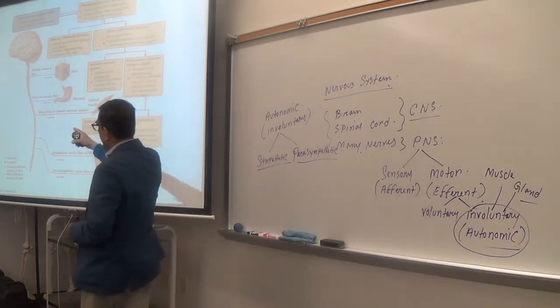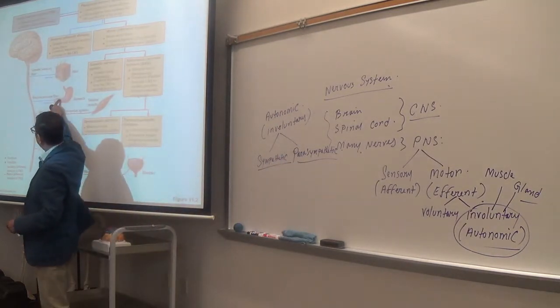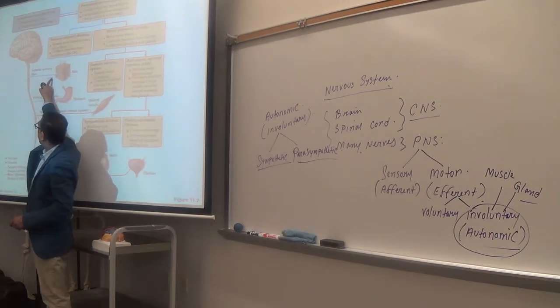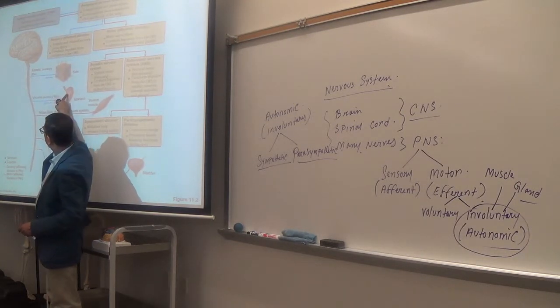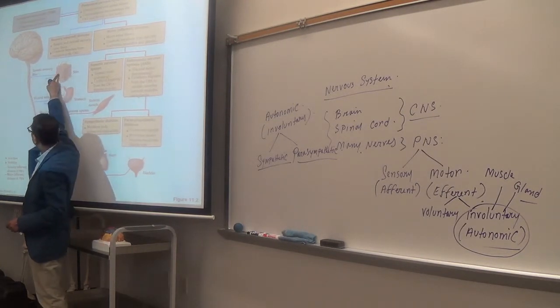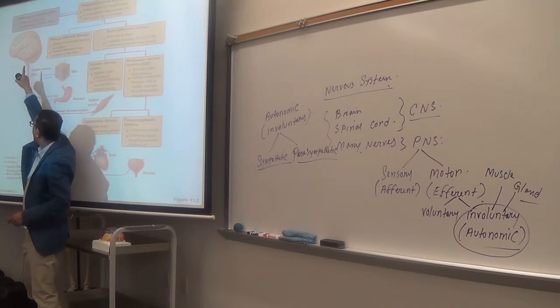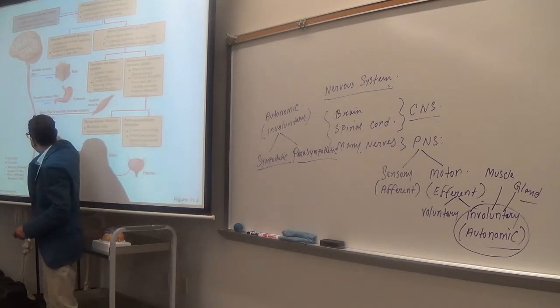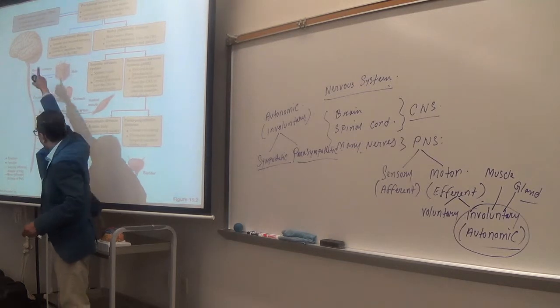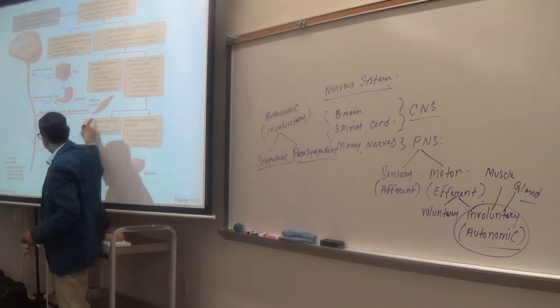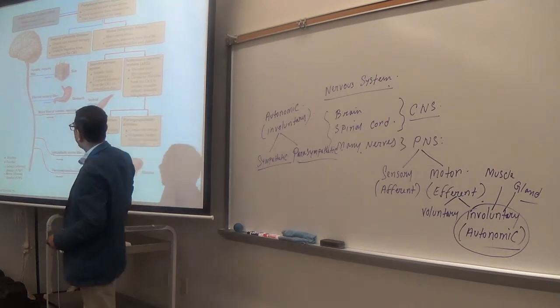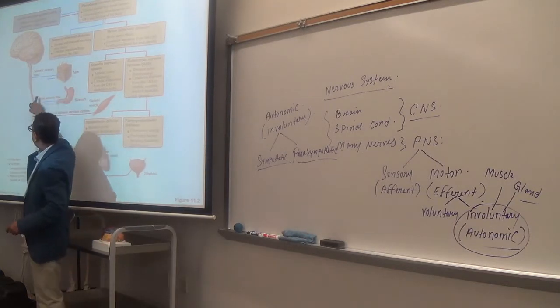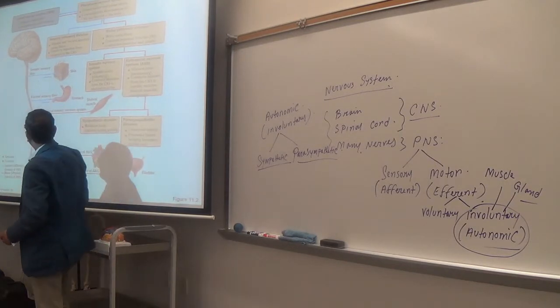Here, you see the blue lines and arrows are showing the direction, and blue lines are showing the sensory. So sensory always goes towards the brain, and motor gets out from the brain, comes down this way and leaves the spinal cord. Okay, and sensory goes towards the brain. Okay.